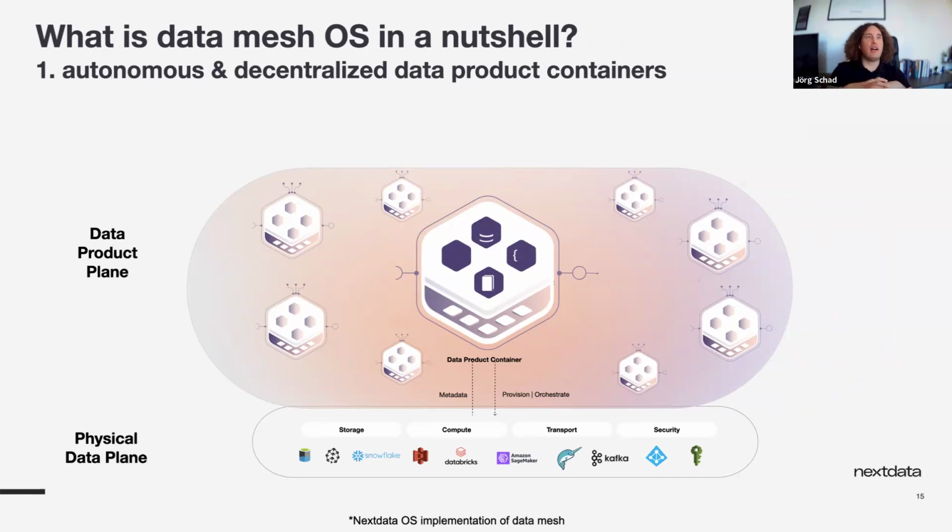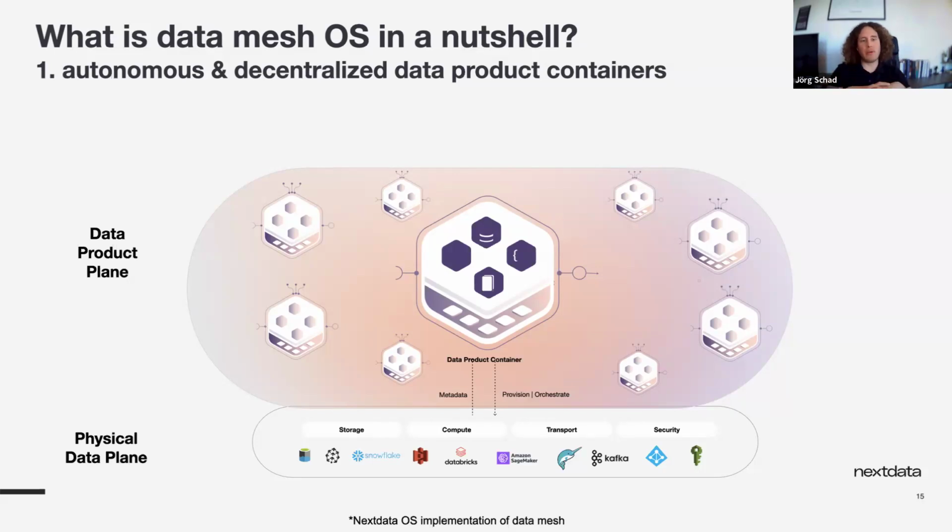First of all, there's a concept of autonomous data product containers. They allow each team to go in and deploy their own data products. And then they containerize a particular data product into an autonomous unit, which is offering, for example, well-defined functionalities, a common API, some of which we'll explore further during this talk.